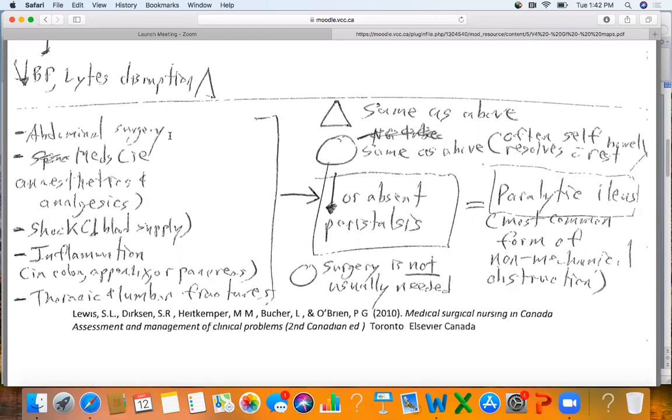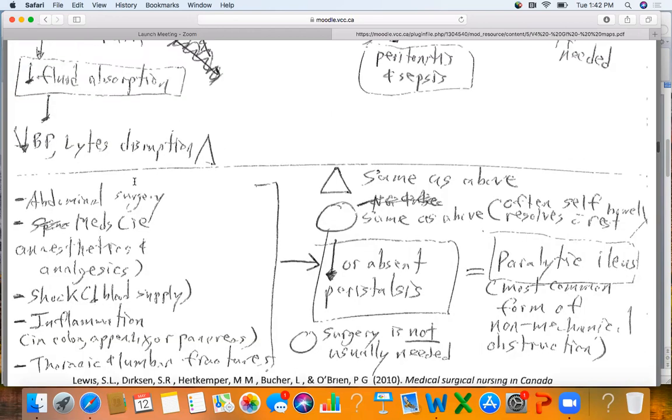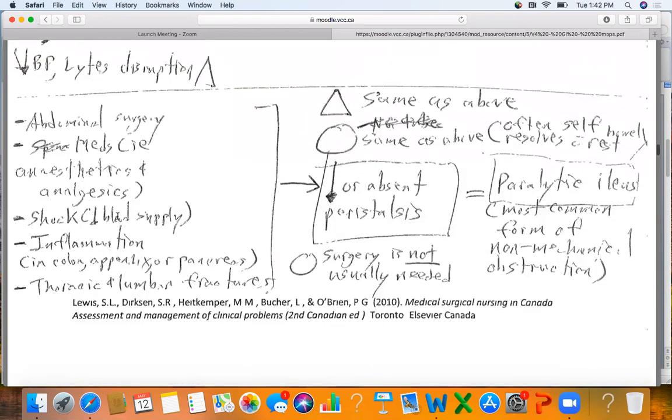Abdominal surgery puts the bowel into shock. We all know what meds like morphine, hydromorphone, and anesthetics can do to the bowels. Again, loss of peristalsis. If we have a decreased blood supply, then the tissues don't work properly. Inflammation and spinal fractures all contribute to a loss of peristalsis. This is a non-mechanical obstruction called paralytic ileus.